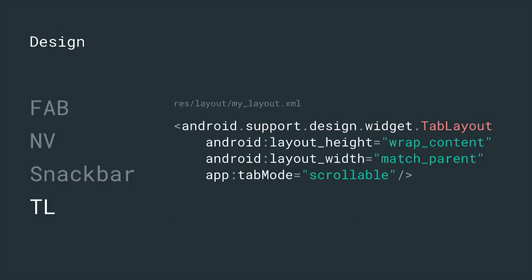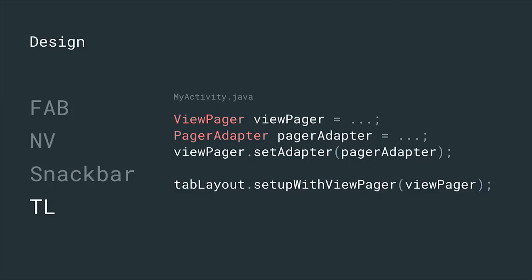So using tab layout, again, it's just tab layout. The attribute here to look at is tab mode, and you can switch between scrollable and fixed. Now, we know that most people using tab layout are going to use it with a view pager, so we have this method, setupWithViewPager, which handles all of it for you. It populates the tab layout, it sets the listeners so they all interact together. Works quite nicely.